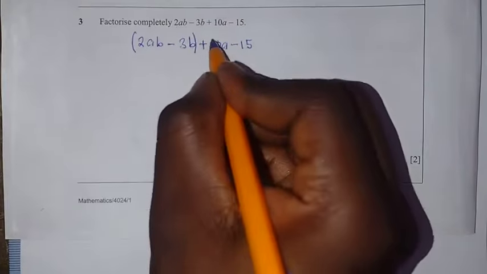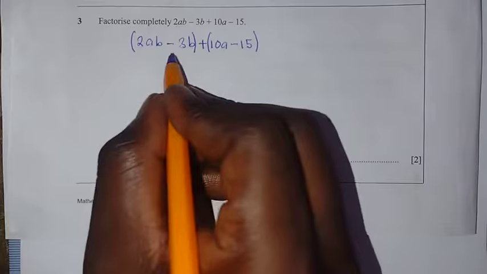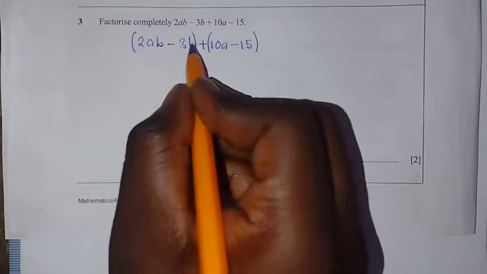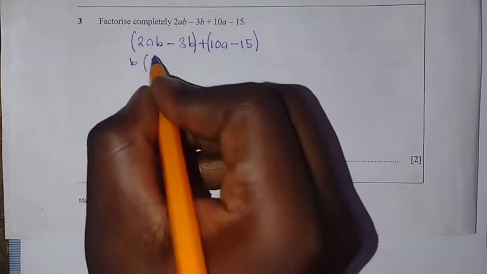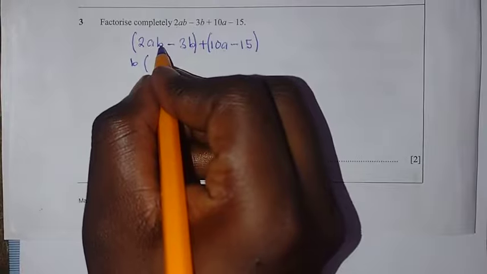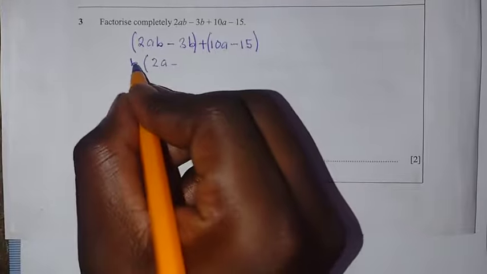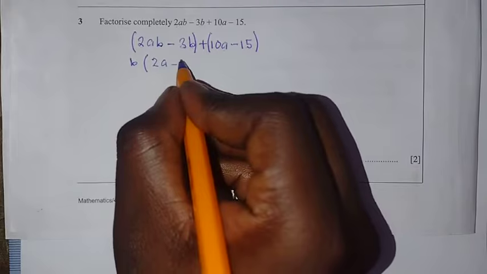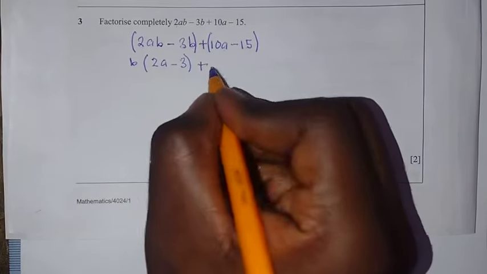We can enclose them in brackets like this. So in the first brackets, what's common? It's the letter b. So you factor out b, then open bracket. What you are remaining with: this b and this b will cancel because you are dividing. You remain with 2a. Minus, again this b and this b will cancel. You remain with 3. So we can close. Then we write plus.